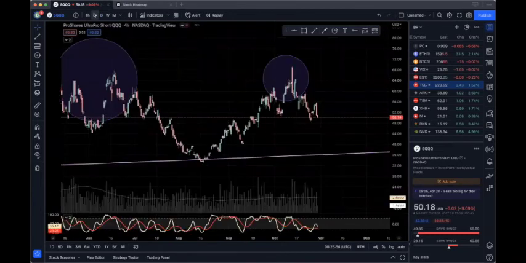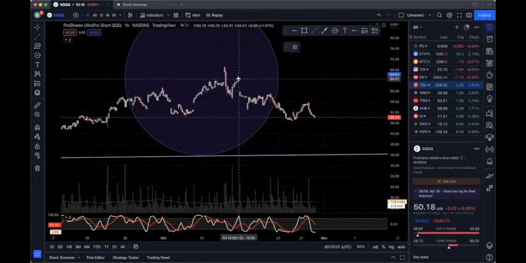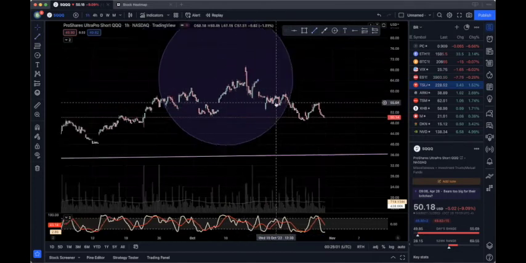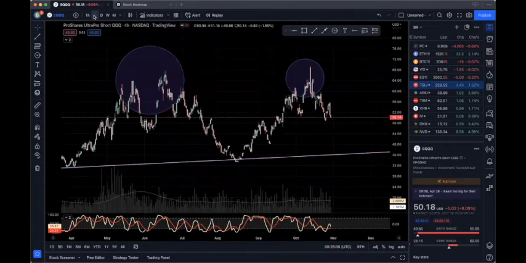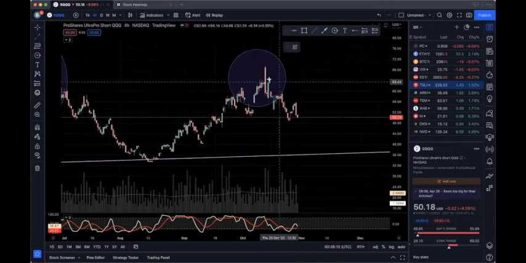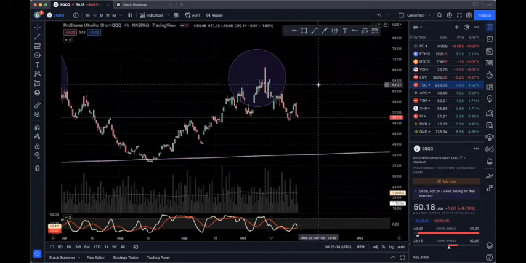Other analysis, it looks like we got a trend line forming here. Maybe we don't. But yeah, that's pretty much my analysis on this one. It looks bearish just as QQQ or NASDAQ looks bullish.